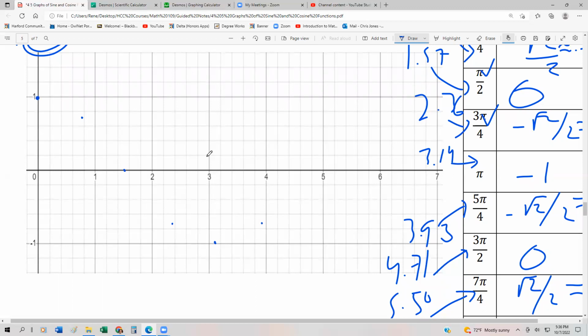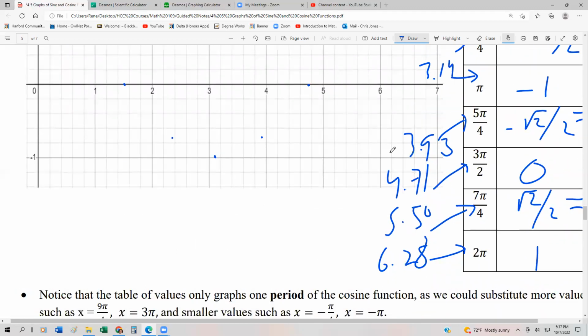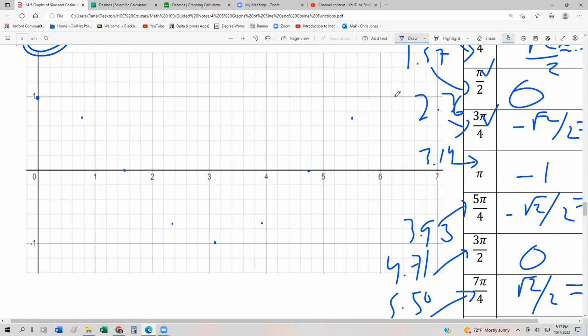Again, we're just using these values and plotting them. At 3 pi halves, which is 4.71, we get 0, so maybe right about here. And then at 5.5, we get root 2 over 2, so that's all the way back up here, maybe. Finally, at 2 pi, which is 6.28, maybe right about here, we get to 1. And so this is what one period of the cosine function looks like.